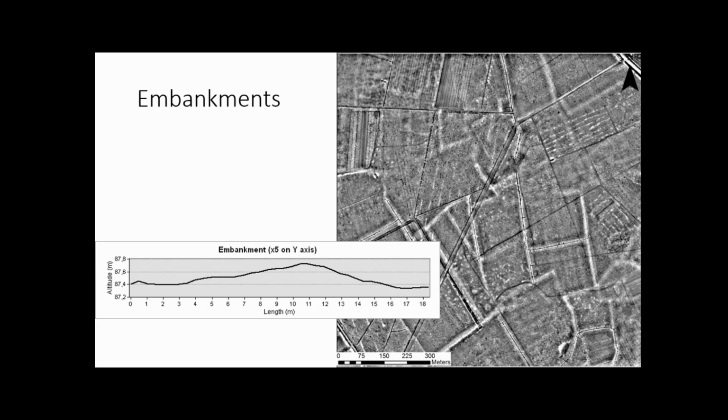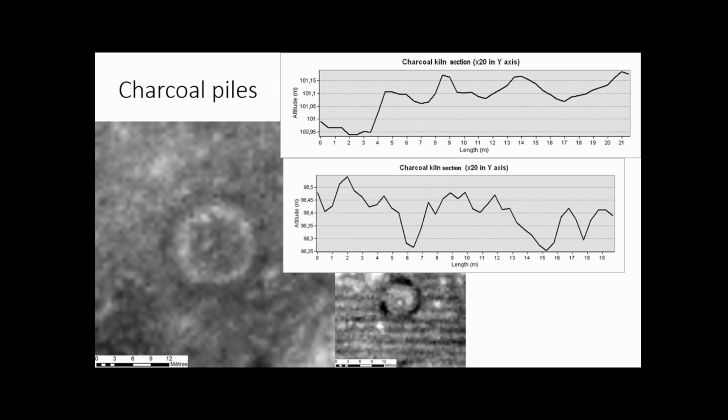All the images which will be shown during this presentation are from a local relief model visualization, which is the one we use mostly in our work. And charcoal piles, we've already talked quite a bit about them, but they are round structures with an outer ridge, as you can see here. The outer ridge is usually a ditch, but can also have a small embankment as well.